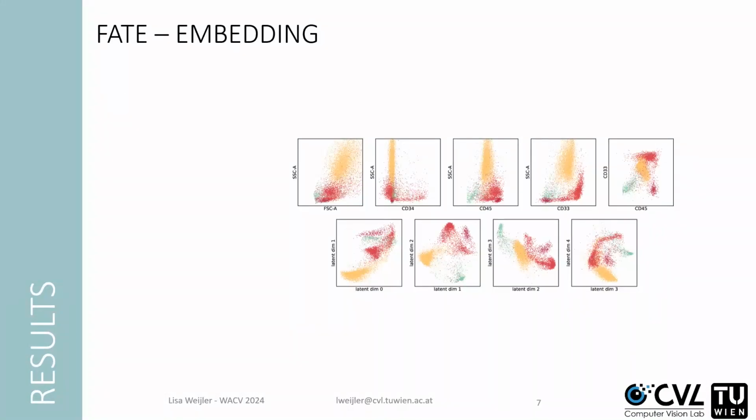Here you see 2D projections of a target AML flow cytometry sample, where each point corresponds to the feature vector of one cell. The first row corresponds to the original feature space, the second row to the learned generalized embedding space. The different colors denote different cell types. Here we can see that similar cell types, cell clusters, adhere to each other also in the learned embedding space, showing that FATE is capable of learning meaningful embeddings.